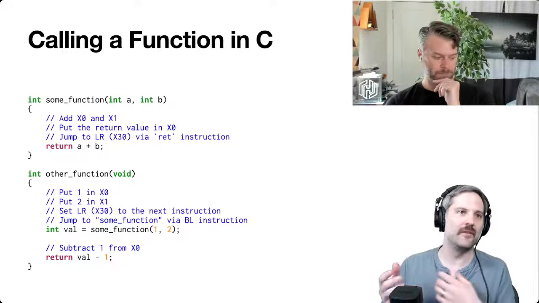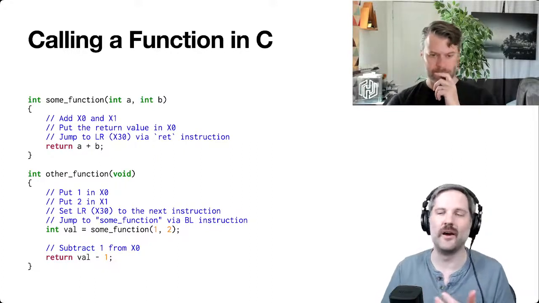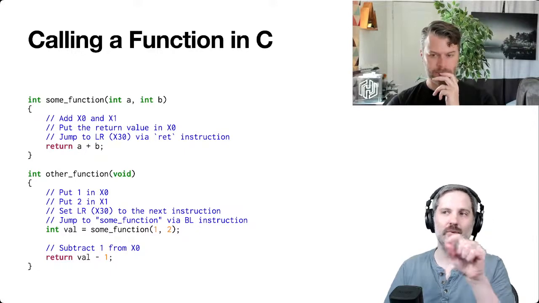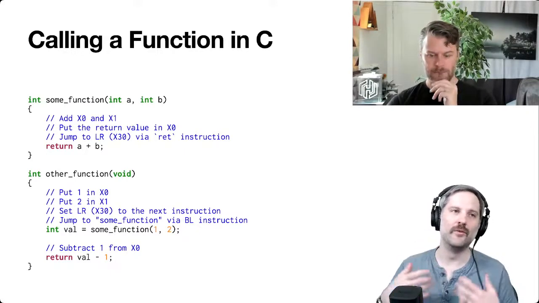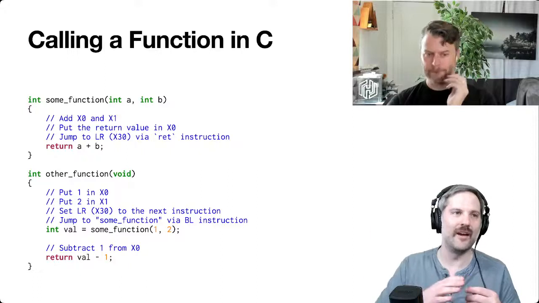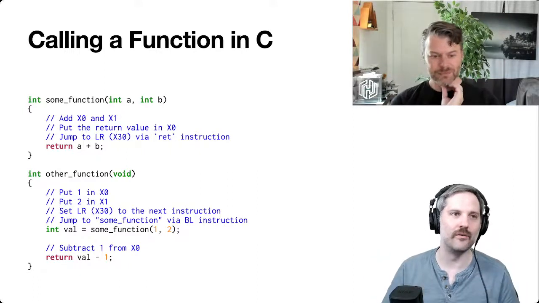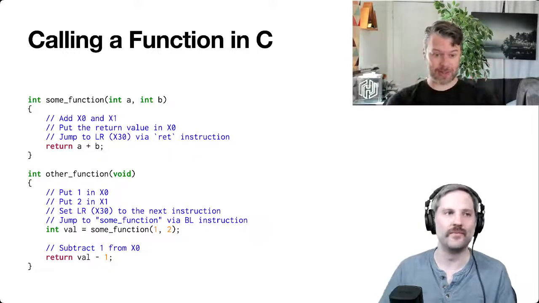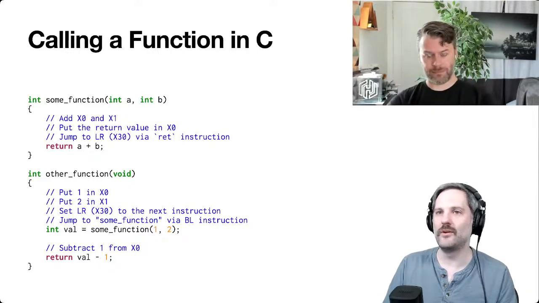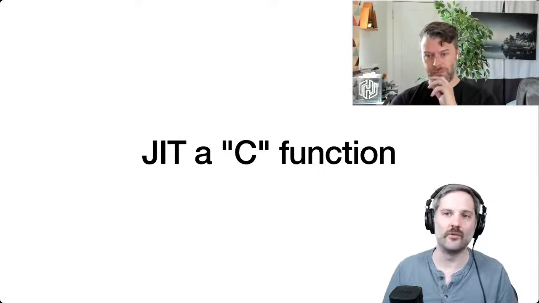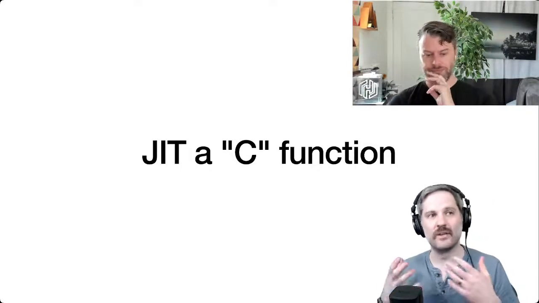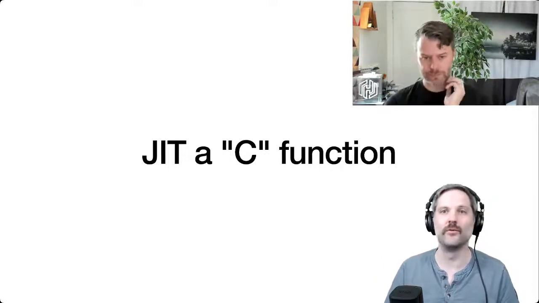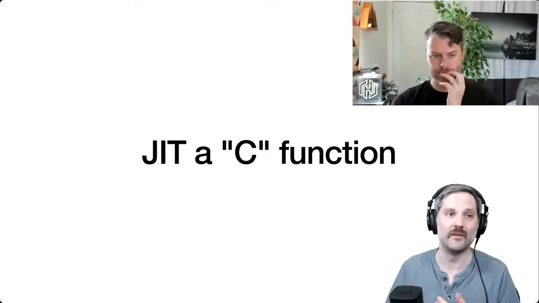Actually, the comments that I put in here are not 100% accurate, because in the sum function it says to put the return value in X0. But really, you don't need to do that, because you just add into X0 and it's already there. You can accumulate into X0 and know that it's already set up. Today we're going to JIT a C function, and we need to know how to get the parameters for the C function and where to place the return values, which is why we're looking at this.